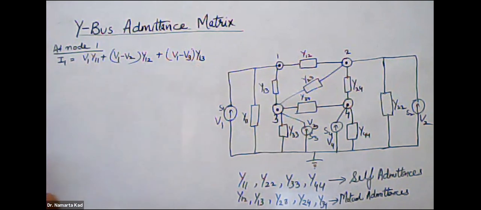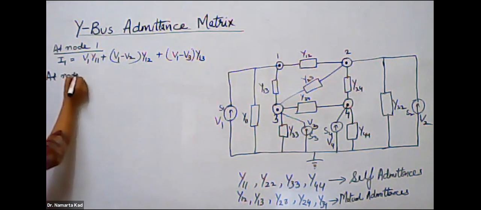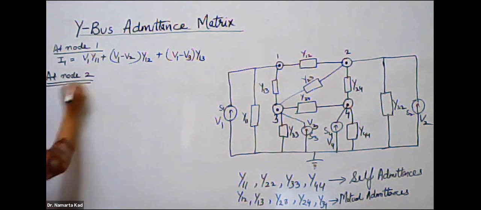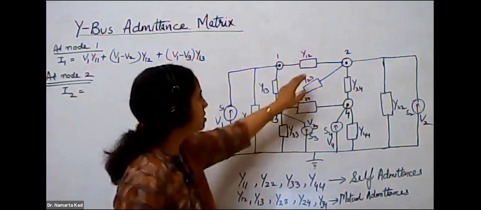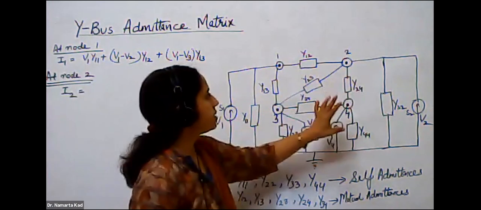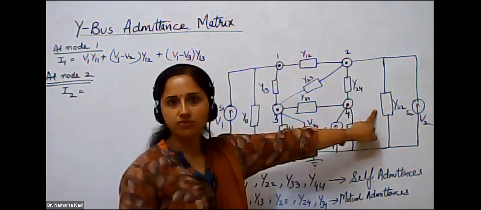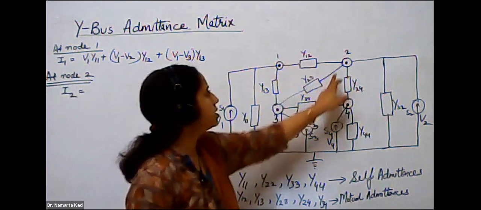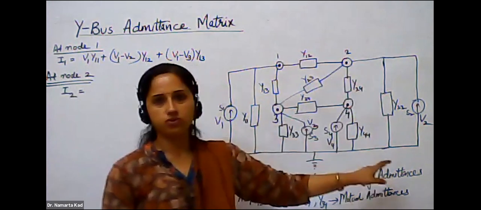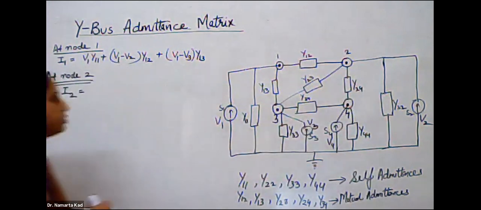Now, at node 2, current I2. On node 2, how many admittances are there? There are a total of 4 admittances. One is this self admittance, another is this one between 1 and 2, and others between 2 and 3, and 2 and 4. So accordingly, we have to write down the equation.